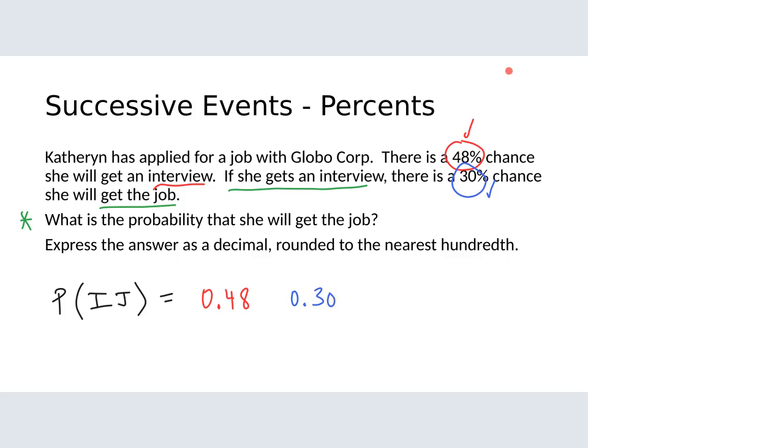So here, the probability that she was going to get an interview was 0.48. The probability she was going to get the job after that was 0.30. We'll multiply those together to find the probability that she's going to end up with this job. 0.48 times 0.3 is 0.144. And if we were going to round that to the nearest hundredth, let's see, we'll find the hundredths place, look one space to the right, that's 4 or lower. So we would round this down to 0.14.